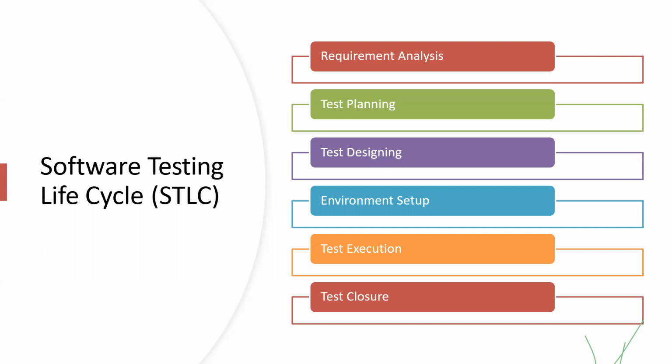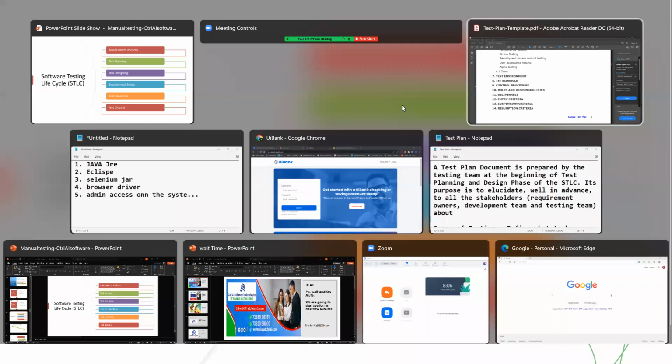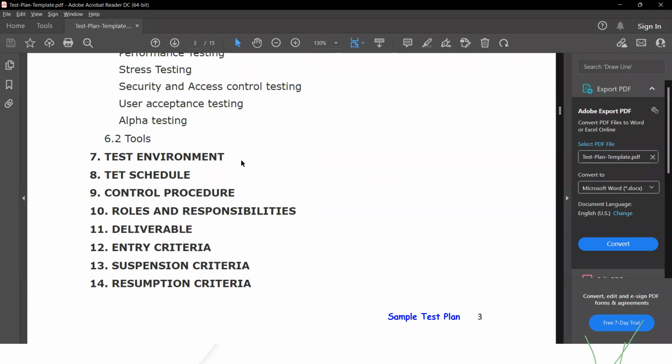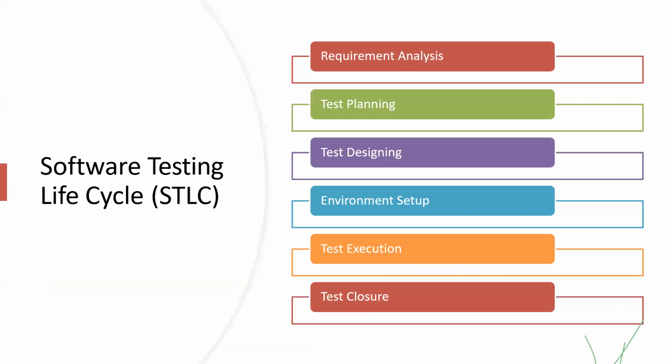That we will discuss in the test design phase, not in test planning. Currently, we are discussing requirement analysis and test planning, right? Requirement analysis is where we analyze the requirements, and test planning is where we create the test plan. Under test planning, we have test environment, test schedule, control procedure, roles and responsibilities, deliverables, and entry criteria and exit criteria. So what is the exit criteria for the test plan?